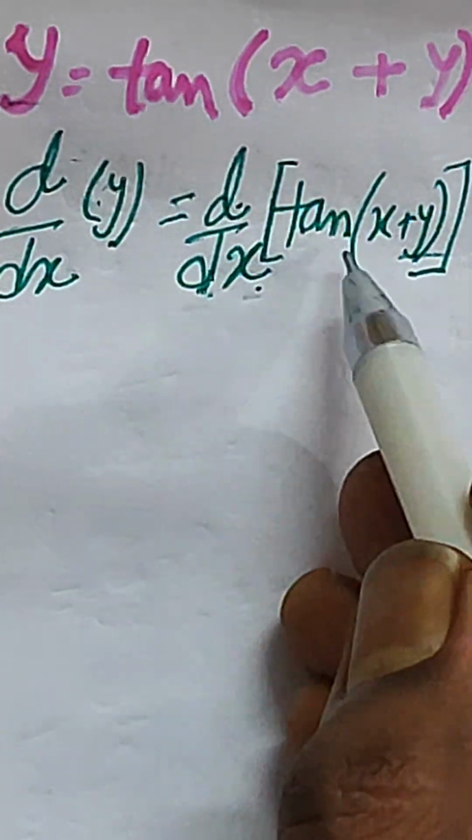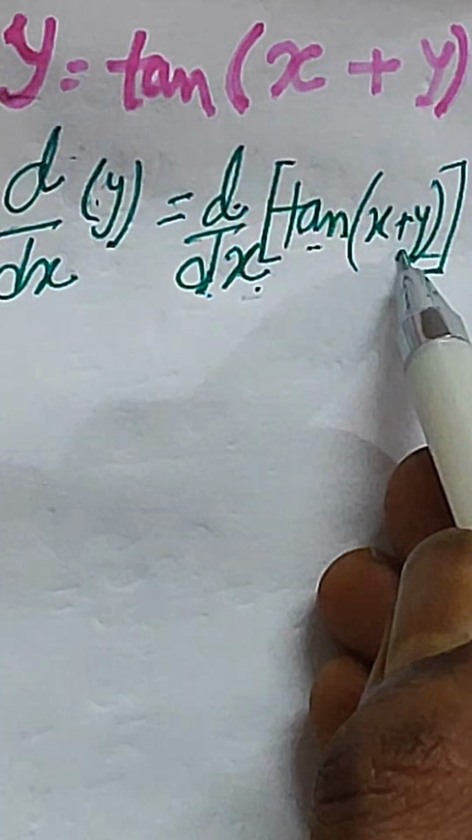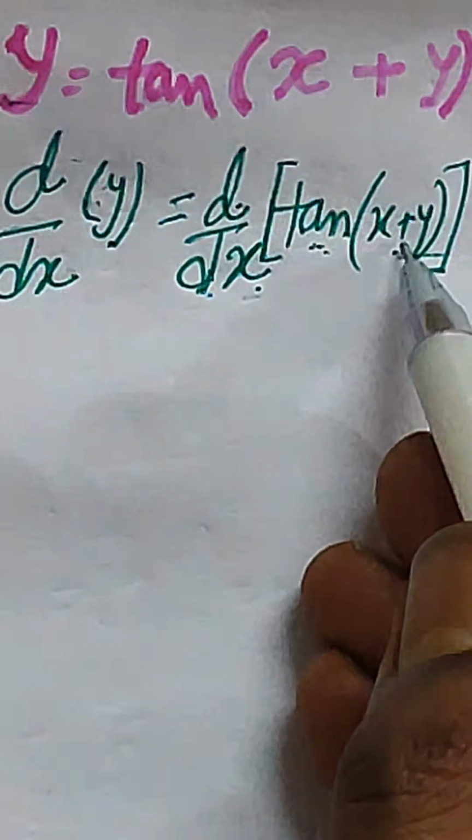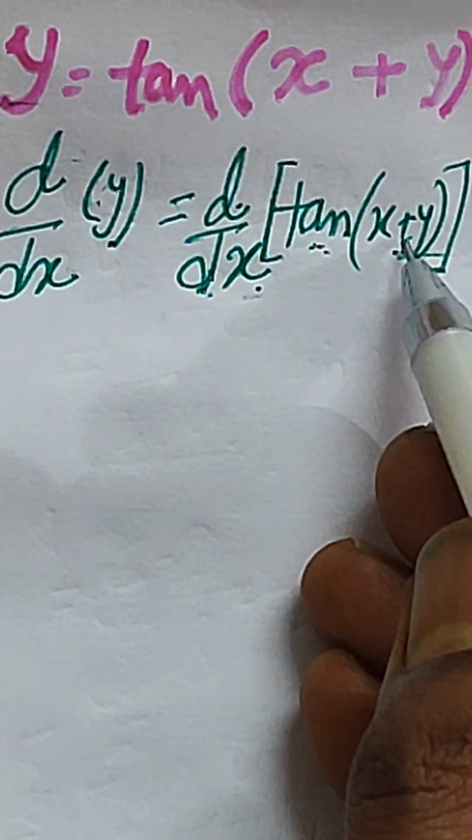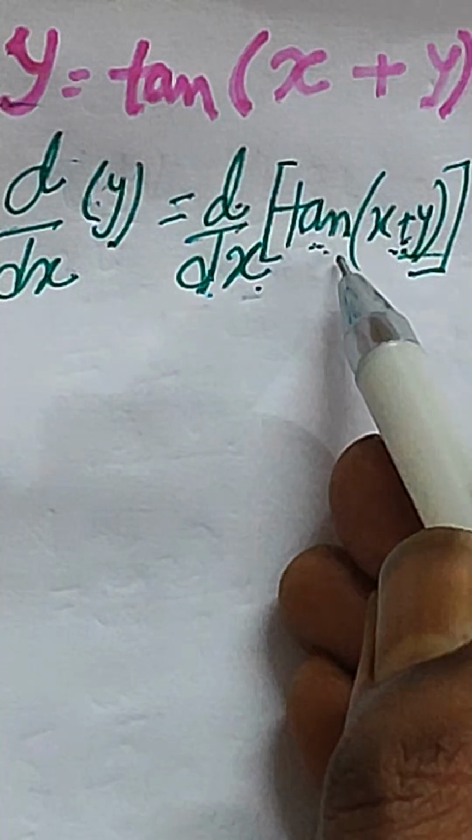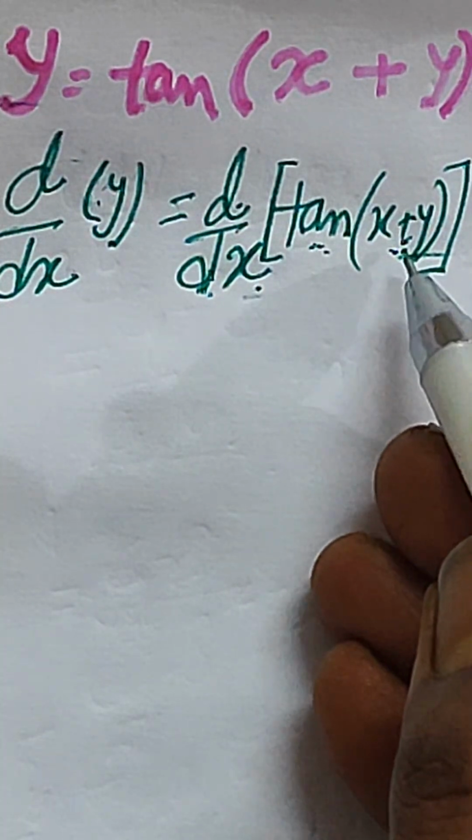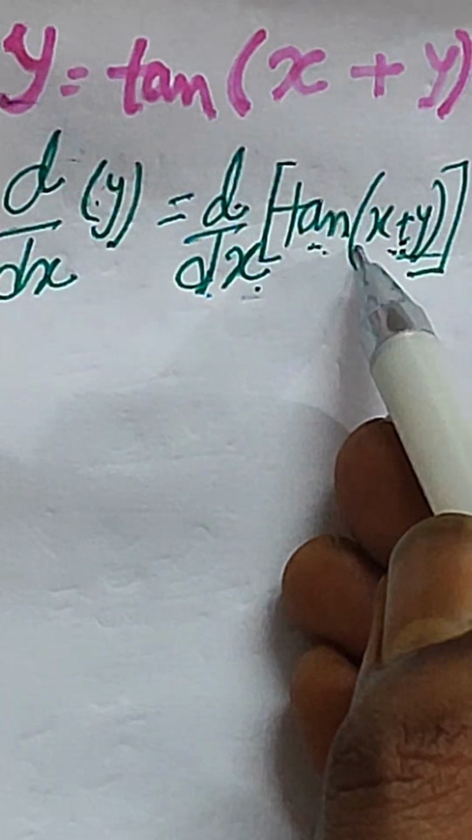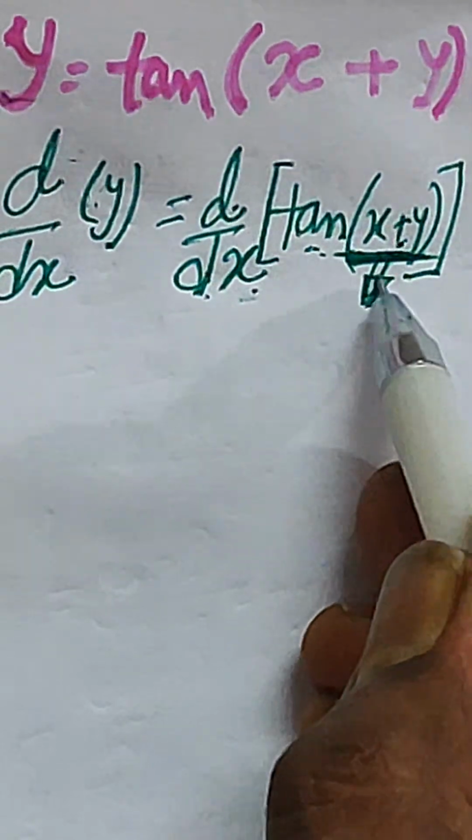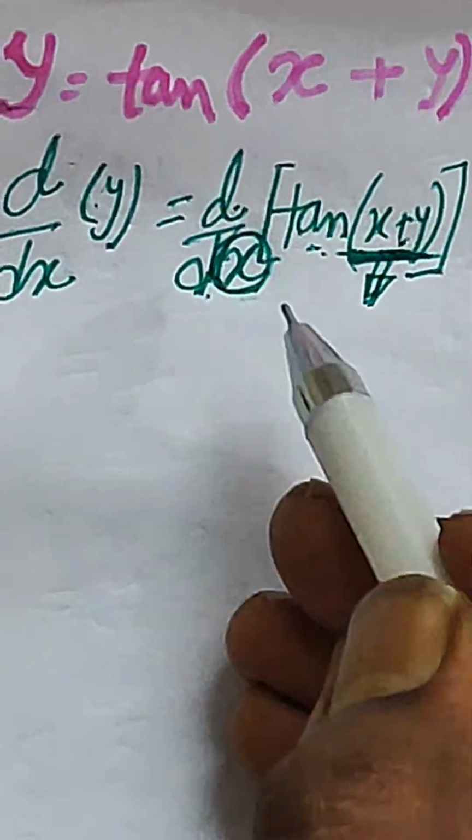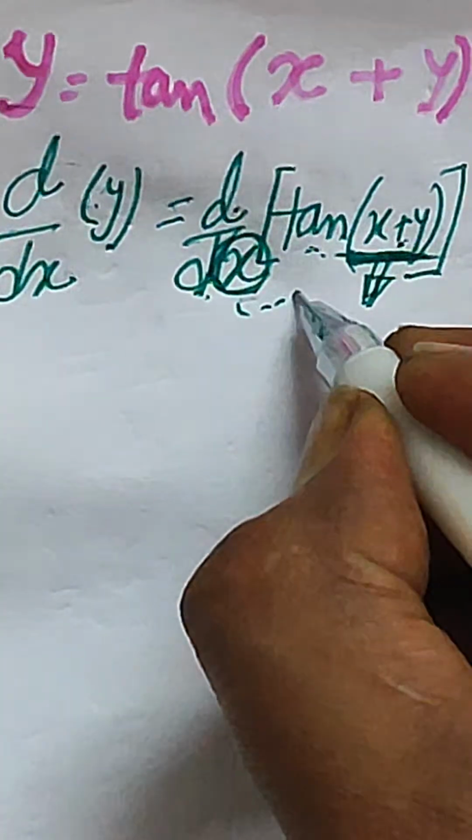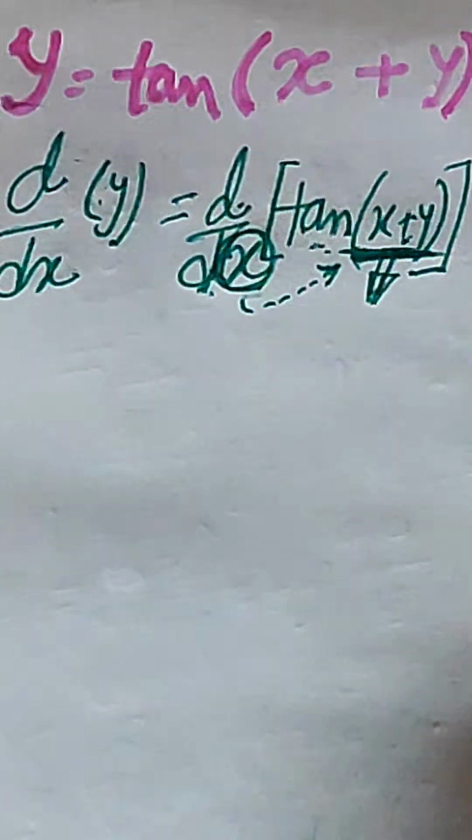If only tan x was given to you, then it would be very easy, because d by dx of tan x is sec square x. But here it is not like that. Instead of x, it's x plus y. So how do we solve such questions? You need to understand what we are going to do. Since the tangent is of the form x plus y, this should not be x here, but it should be x plus y.